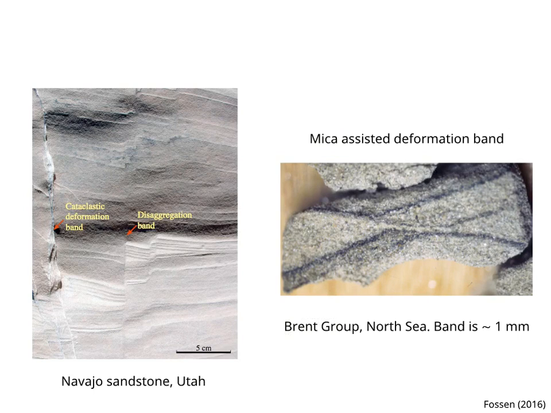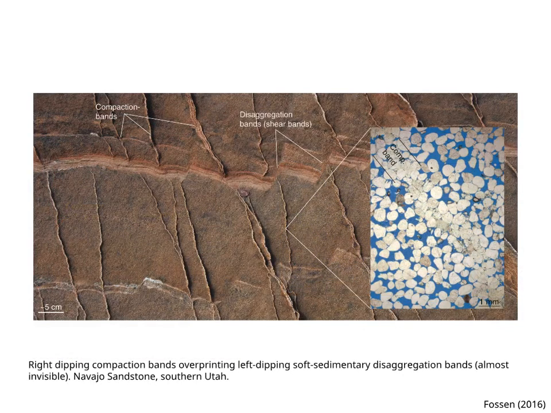Disaggregation bands are almost invisible in outcrop, and their presence is manifested by offset of sedimentary lamination. Cataclastic bands are harder and they stick out. Phyllosilicate bands are darker due to the alignment of mica minerals along the band. These are compaction bands formed perpendicular to sigma-1, which overprint less noticeable disaggregation bands.